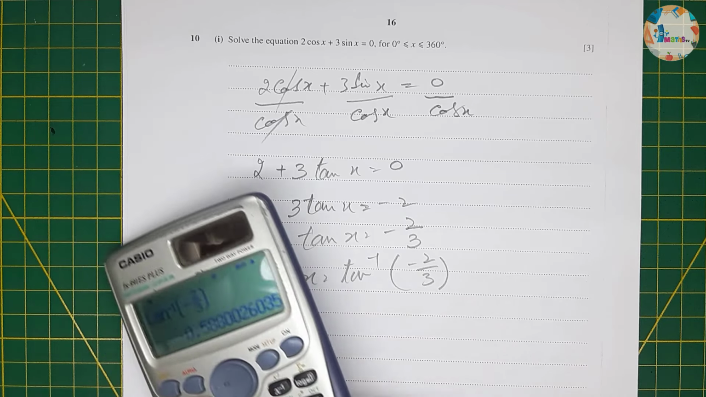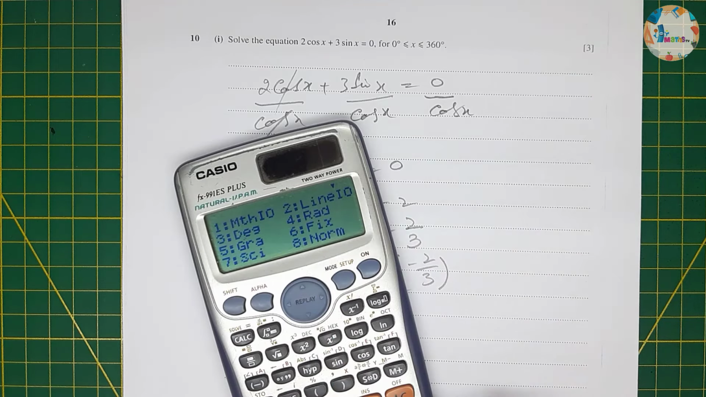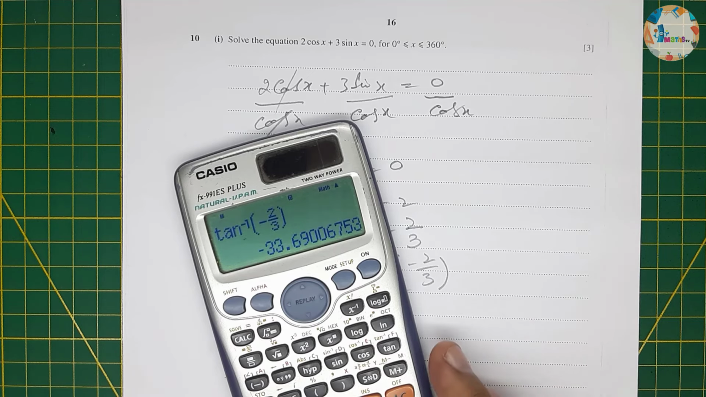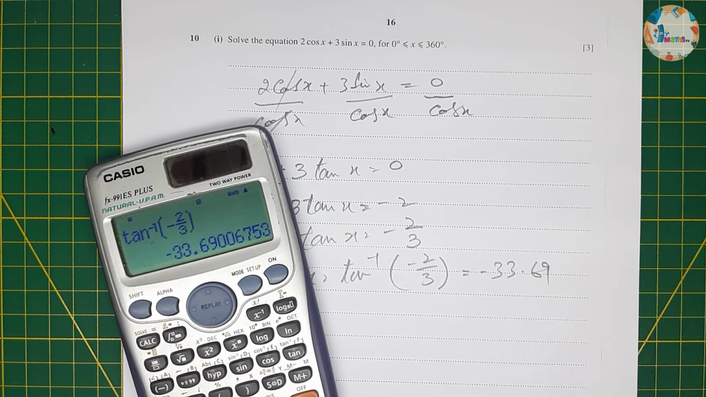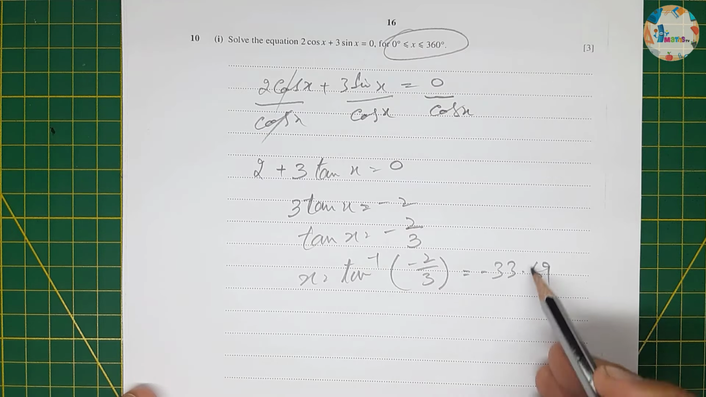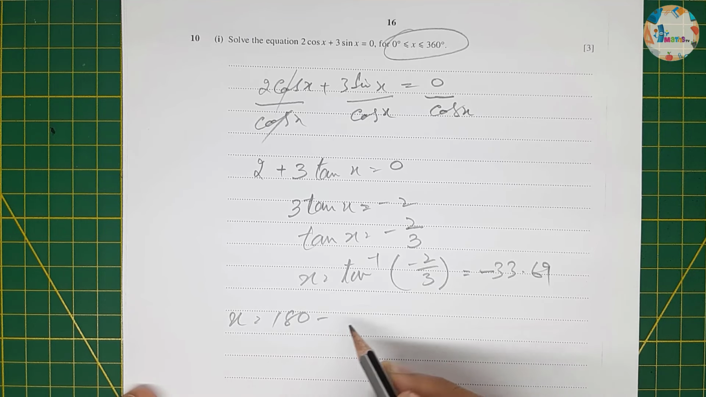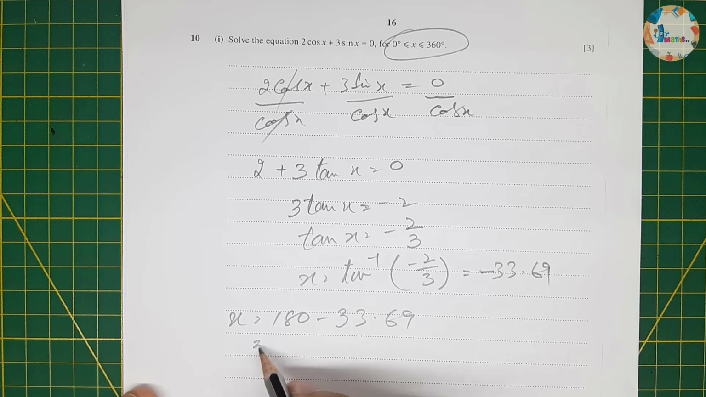Basically we are using the radian mode. Sorry, we have to change the mode. So it should be the degree mode, which is this one. So if we calculate this, this will be minus 33.69, and for the x value we need it within this range, and this is out of range. So we will write x will be equal to 180 minus 33.69, basically we are adding this to 180.